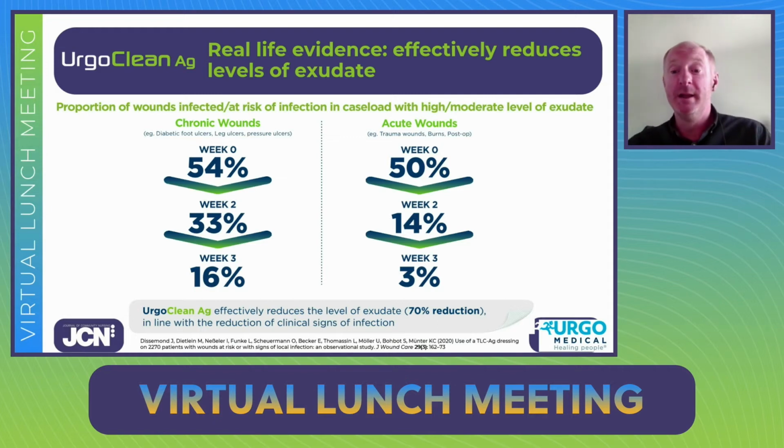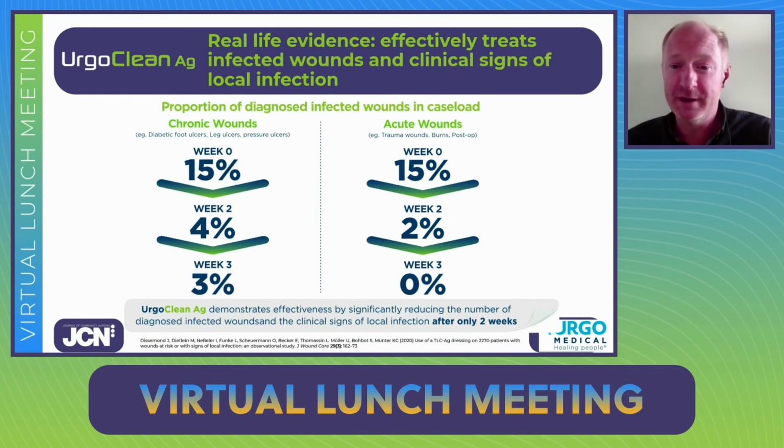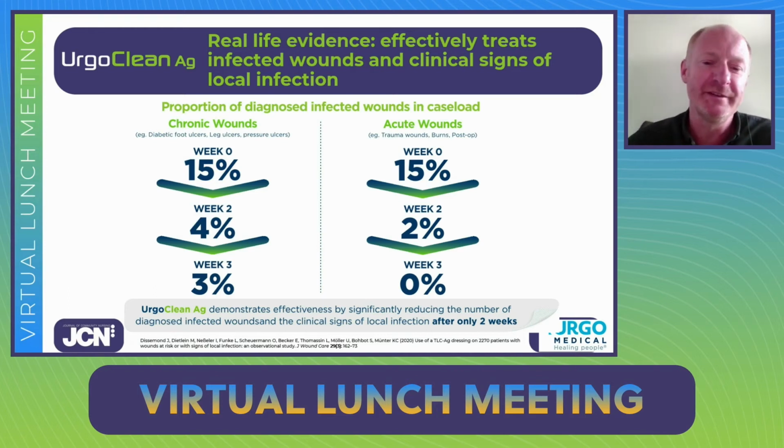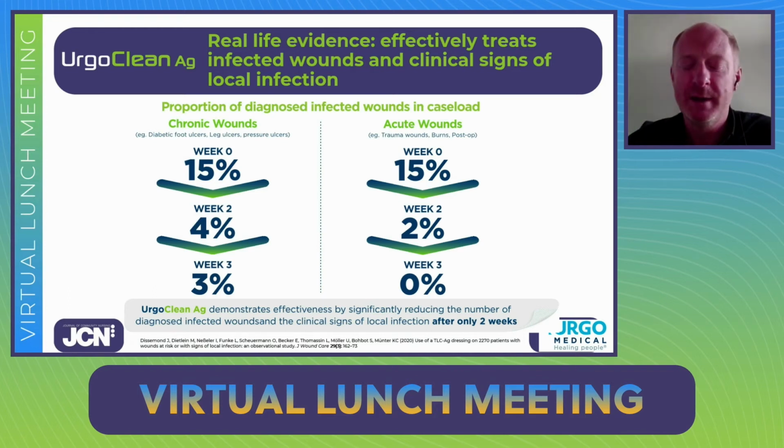And similarly, we can see from this chart a reduction in local signs of infection by week 3. The proportion of diagnosed infected wounds at week 0 on chronic wounds was 15%. And after using UrgoClean Ag, that went right down to 4% by week 2 and 3% by week 3, a real reduction. And with acute wounds, 15% showed signs of infection at week 0, and by week 3, none of them did. And that's just patients with visible signs of local infection.